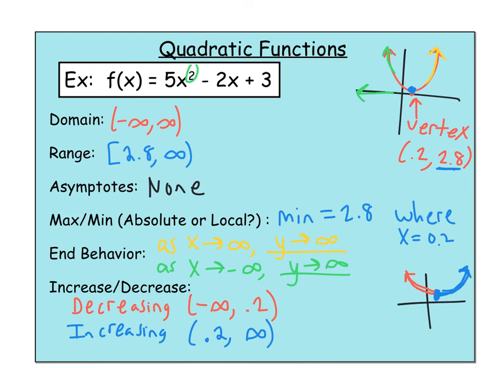Notice now 0.2 itself is not included in either interval there. At 0.2, this thing's not increasing or decreasing. It's called a turning point. Big thing in calculus when you get there. A turning point changes from a decreasing function to an increasing function. That is a turning point. So a little bit tricky on that.